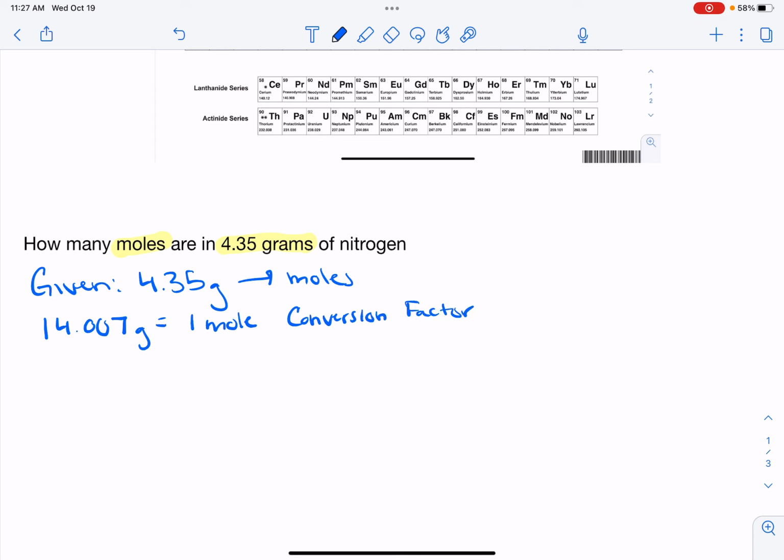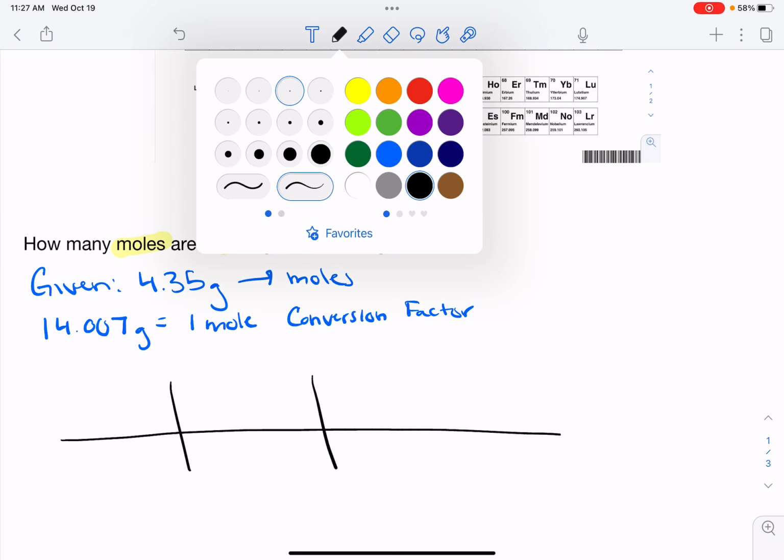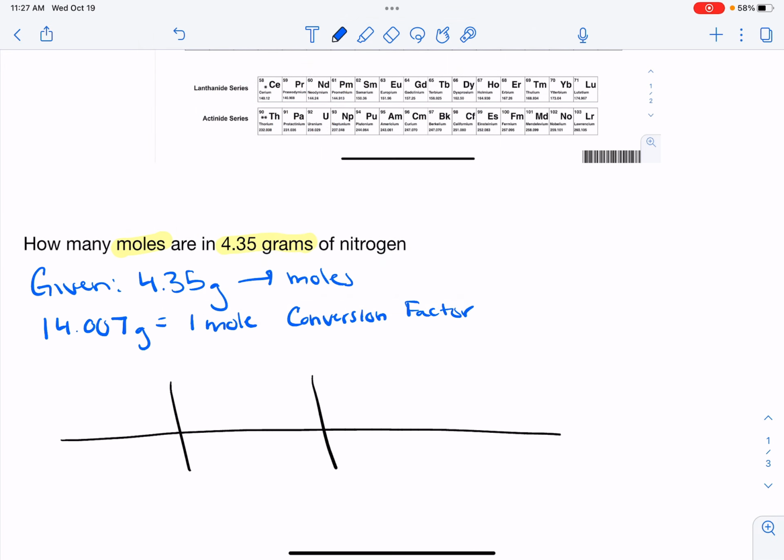So now I have my given, and I have my conversion factor, so I'm going to set up my train tracks. As usual, my given value goes in the top left, 4.35 grams. Don't forget to include the unit. You will get confused if you don't. Then I'm going to use my conversion factor, and I want grams to cancel. So since grams is on the top, that means grams also has to be in the bottom. So this is my conversion factor.